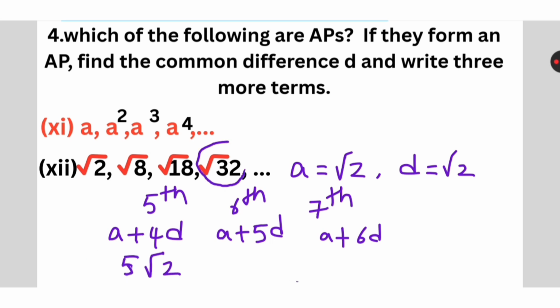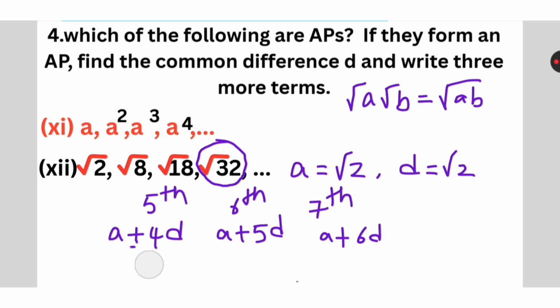But here the number is under the root. So if you want to send this 5 under the root, then we can write this 5 as the square root of 25, isn't it? So it is in the form of root a times root b. Root 25 times root 2 is in the form of root a times root b. You can simply write this as root of a times b, that is root of 25 times 2, which gives root 50.